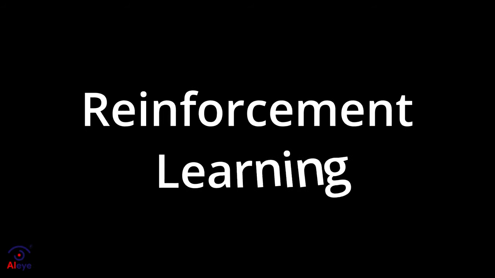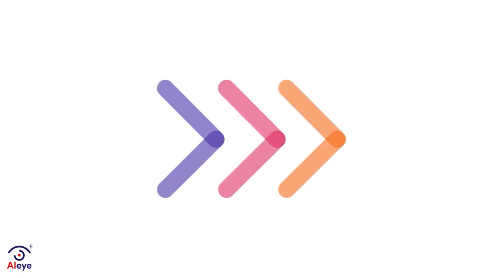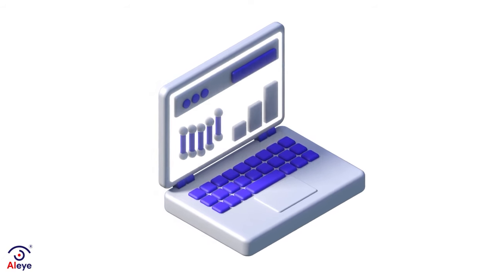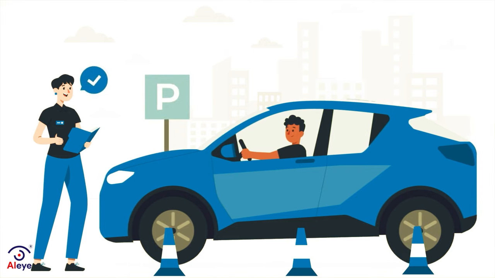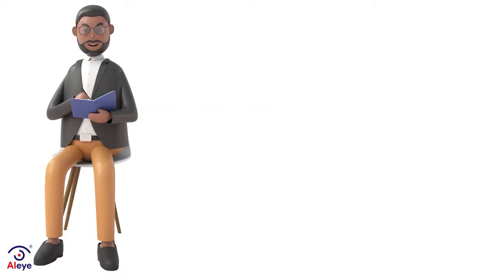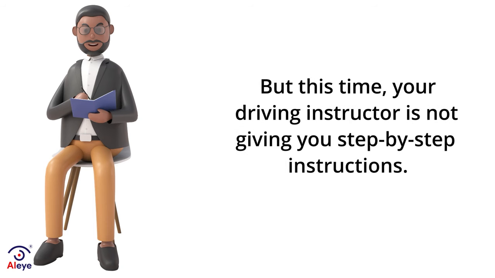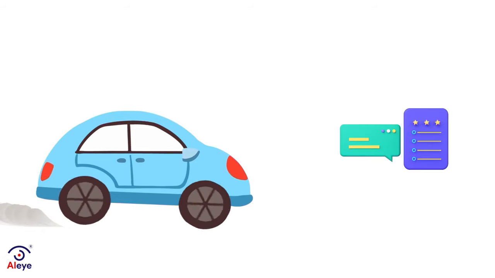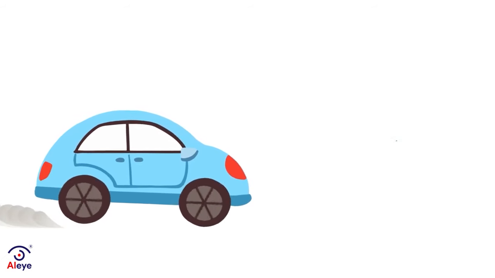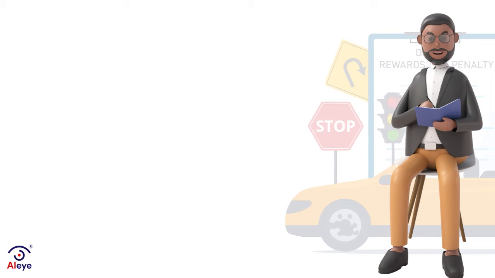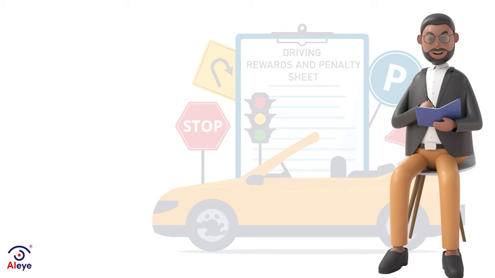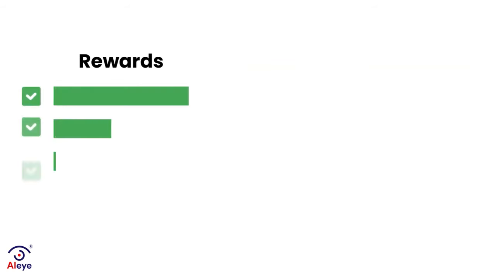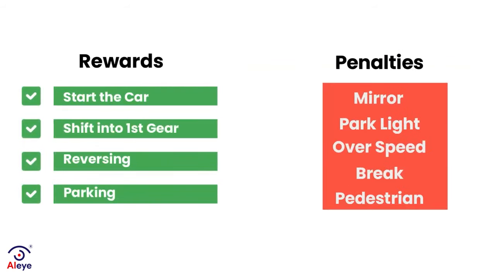Reinforcement learning. Reinforcement learning is another method that is heavily used in modern-day artificial intelligence. Now, imagine you are in a driving school again. But this time, your driving instructor is not giving you step-by-step instructions. Every time you make a turn, accelerate, or brake, your instructor gives you a reward if you did something right, or a penalty if you made a mistake. You use this experience to produce actions that lead to higher rewards, and avoid actions that result in penalties.